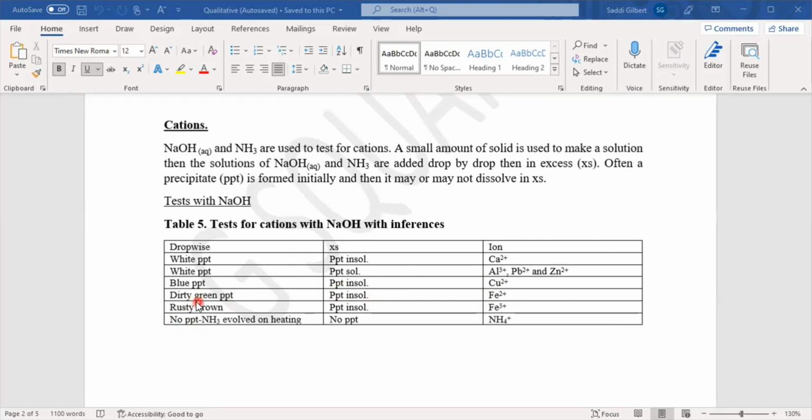Now look at what happens with the precipitate. The precipitate is insoluble in excess sodium hydroxide. I didn't read that part yet. So let us go back and see if it was insoluble indeed.